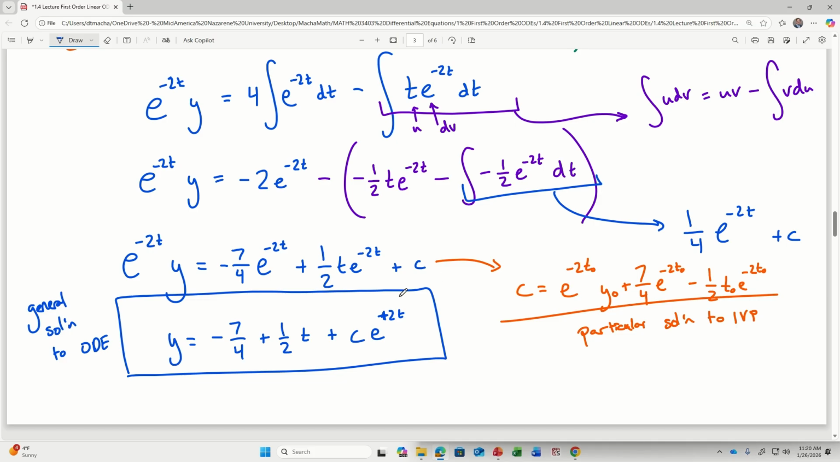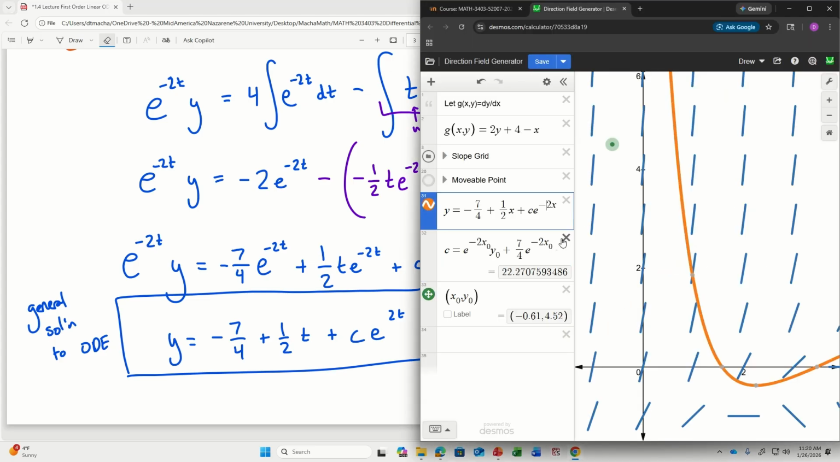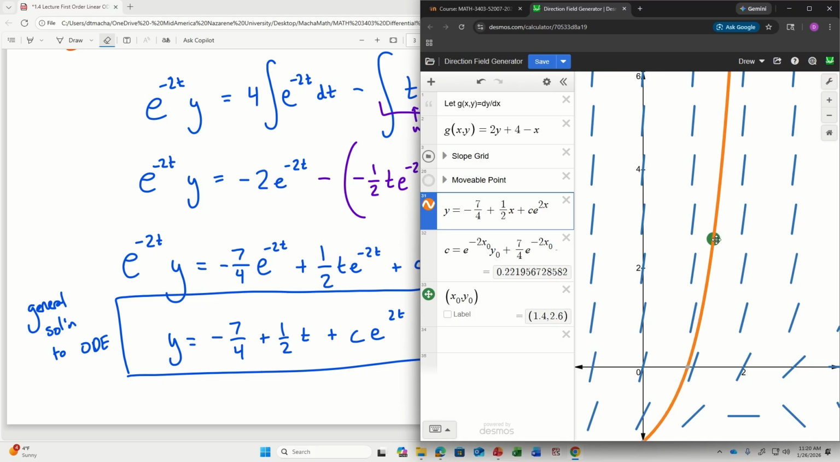Very good catch. Yeah, that should be e to the positive 2t. Let's see if that fixes all of our problems. It does. Look. So our solution now goes through our initial conditions, that green dot, and our solution is parallel to all of those line segments.